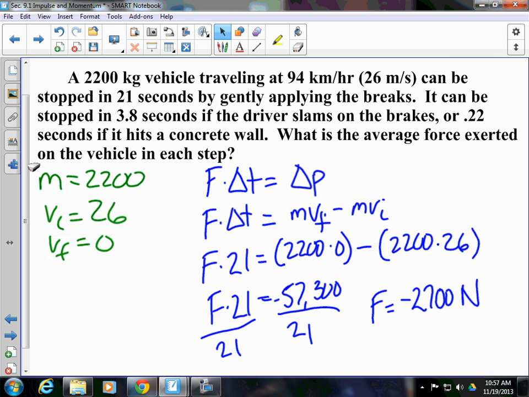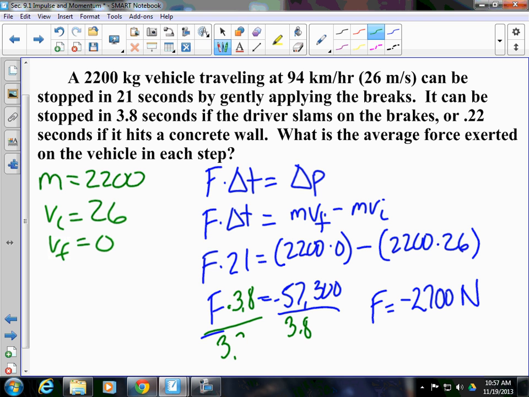All right. Now, for the sake of saving time writing, it's also solving for if it's stopped in 3.8 seconds by slamming on the brakes or 0.22 seconds by slamming into a concrete wall. The only thing that's going to change in this equation is the time. So for the second example, 3.8, we're going to divide by 3.8. And when we divide by 3.8 seconds, our force this time ends up being negative 15,000 newtons.